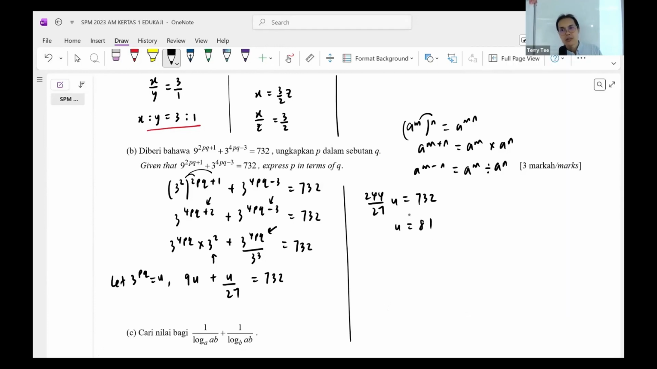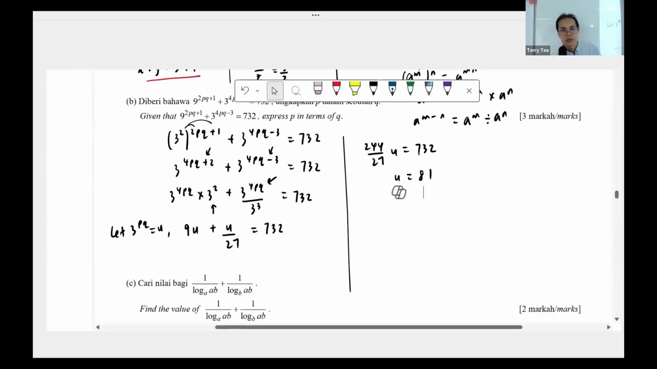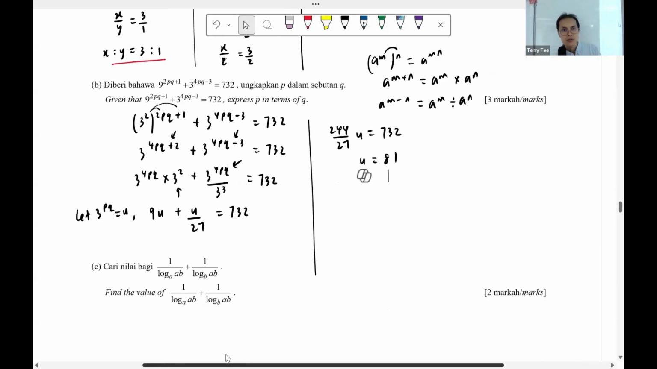Okay, so what is u again? U is your 3 power what? 3 power 4 pq. And 81 itself is 3 to the power of 4. There's a 4 pq, yes. Okay, sorry, I missed out 4 pq. There's a 4 here, sorry. So 4 pq is now 4. You're finding p in terms of q. So p is what? 4 divided by 4 is 1. P is 1 over q.